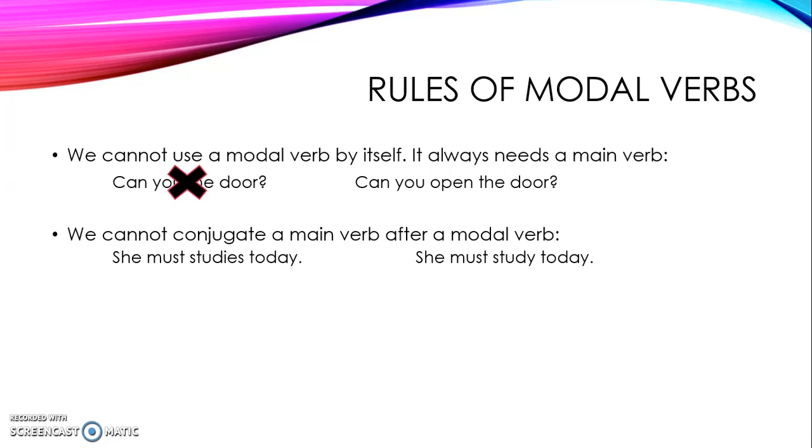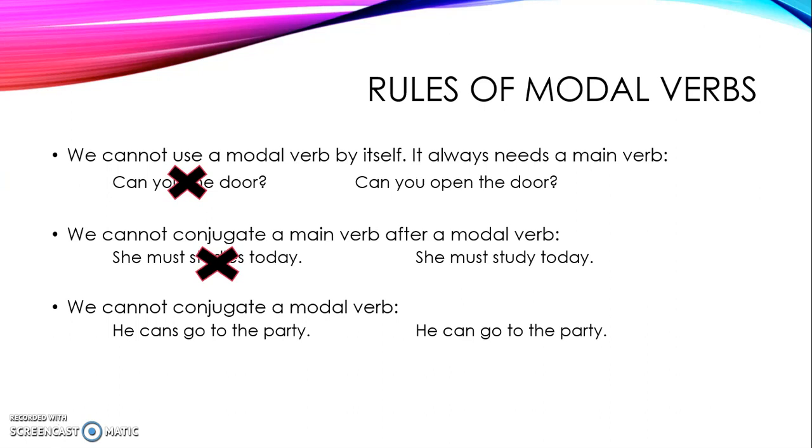Our second rule is that we cannot conjugate a main verb after a modal verb. Even though we know that the third person singular of a verb must go with the es or the s at the end of it, we cannot say, for instance, "She must studies today." Not at all. We must say, "She must study today." We cannot conjugate the main verb after a modal verb. We will always use the base form of the verb.